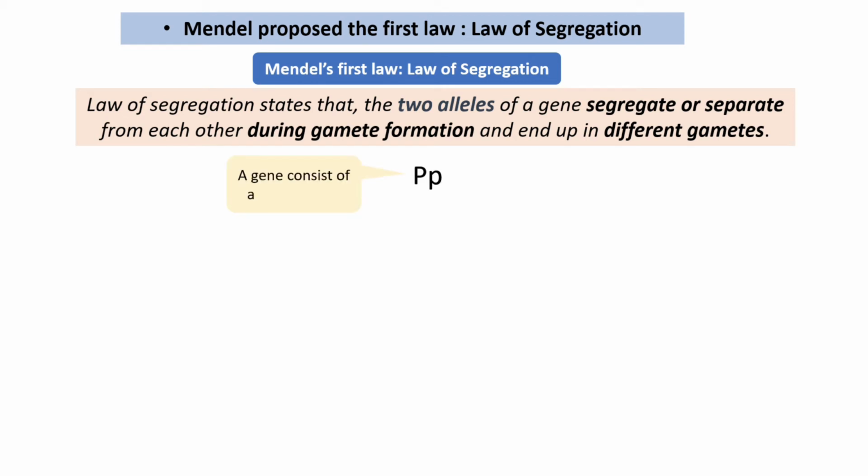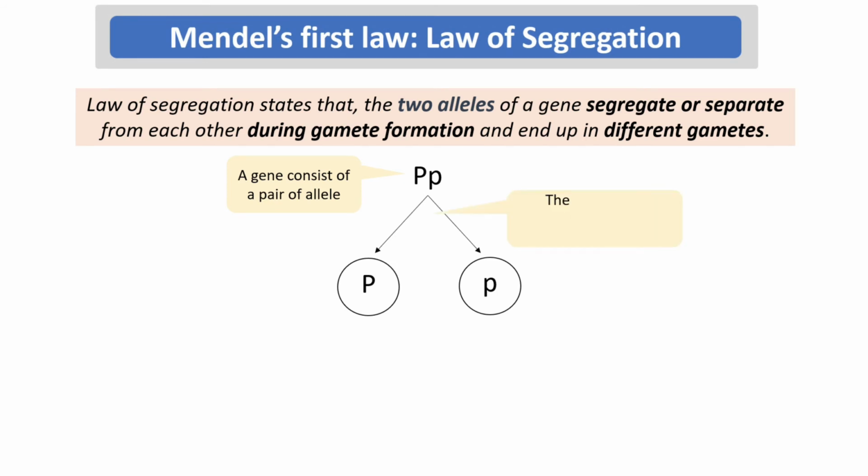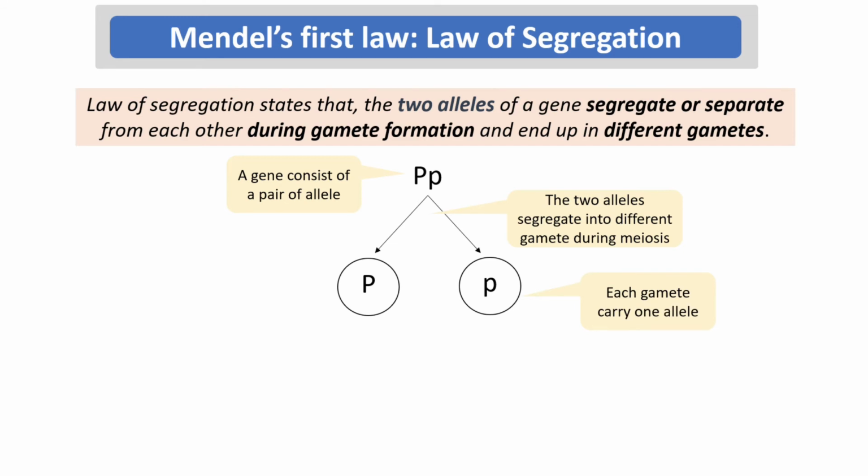This is a gene that consists of a pair of alleles. The two alleles will segregate into different gametes during meiosis. Each gamete will carry one allele. This is known as the law of segregation.